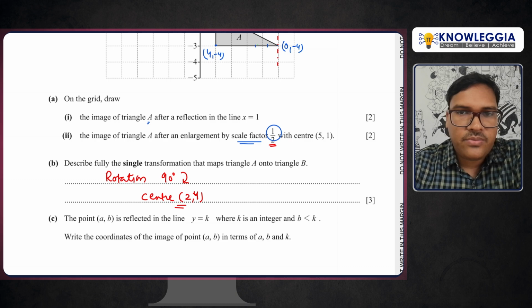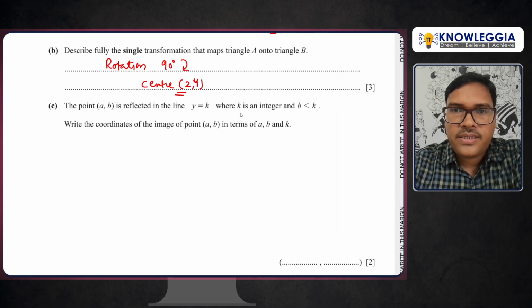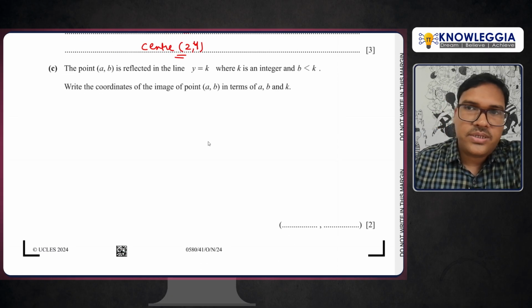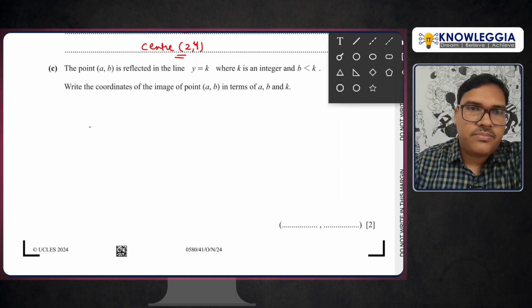Okay. Now let's move to the next question. The point A comma B is reflected in the line y equals k, where k is an integer and b is less than k. Write the coordinates of the image of the point A comma B in terms of A, B, K. So now, how will you approach this question? So see here again. Let's draw some.